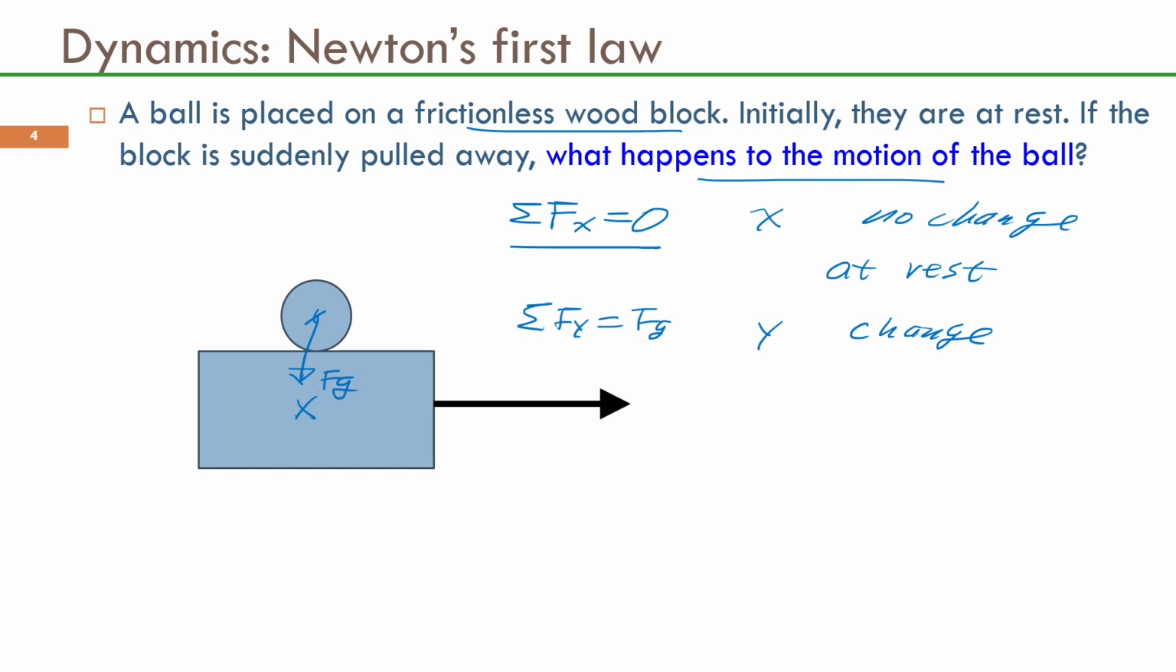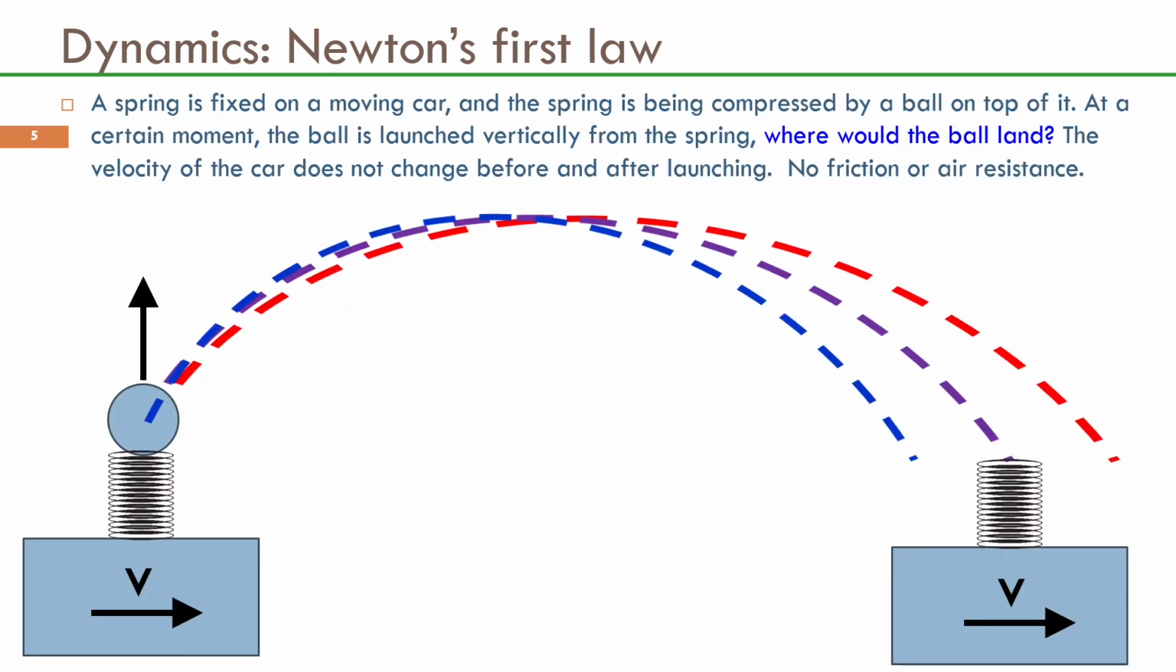That is, after we pull the block out, the ball is going to experience free fall. And along the horizontal direction, there is no motion. Horizontally, it's still at rest because the net external force along the horizontal direction is zero. Now let's look at another very interesting question.